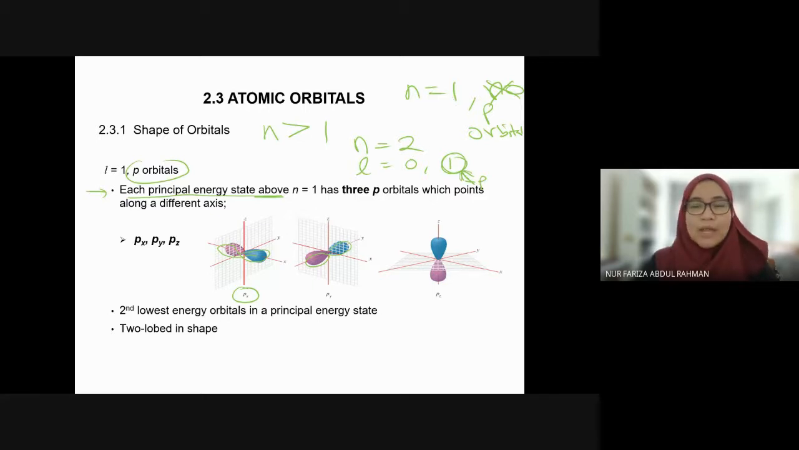Kenapa n is equal to 1, there's no p orbital? But the p orbital will start from n is equal to 2, because when we list out the L, we have that L is equal to 1, which represents the p orbital. So this is the second lowest energy orbital in a principal energy state. When we compare S and P, S has the lowest energy, followed by P, and then we have D. F has even higher energy.